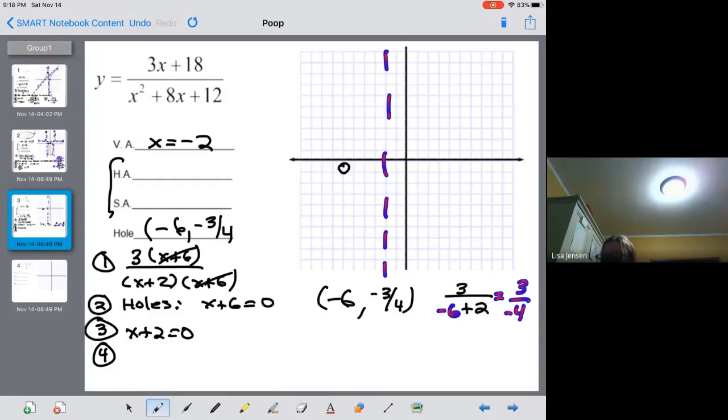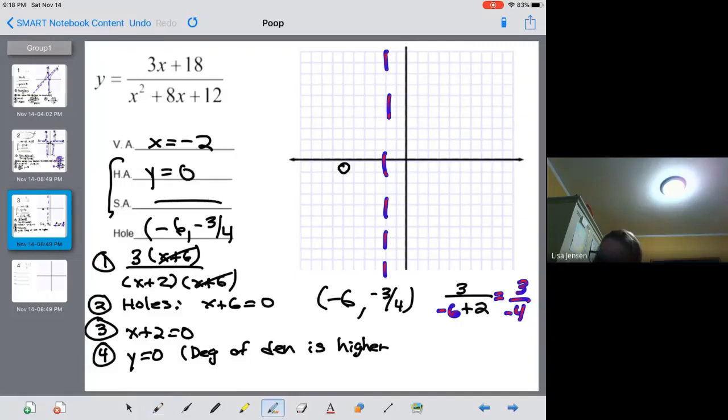Okay, so for 4, we're asking ourselves if it's a horizontal or a slant. Well, for the slant, the degree of the numerator has to be higher. In this case, the degree of the denominator is higher, and in that case, we have y equals 0. So this is just y equals 0.